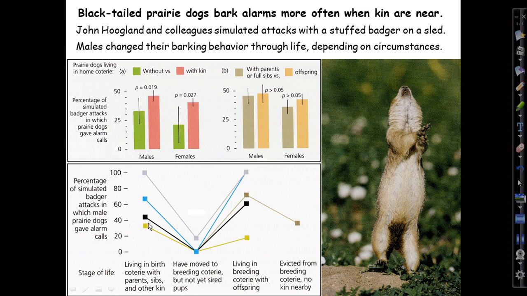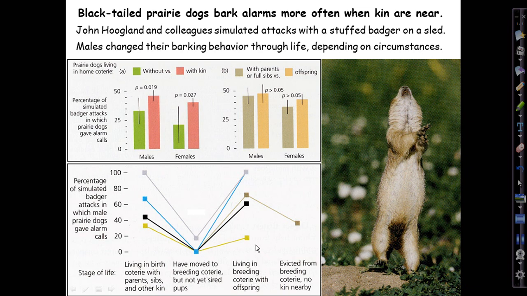So this first is living in their birth coterie with parents, sibs, and other kin, and so they all had a probability of calling in response to the badger. When they moved out to a breeding coterie but had not yet sired pups, all of them were much less likely. Some of them never called in response to the badger when they were in this adopted family but hadn't yet been a father to anybody.